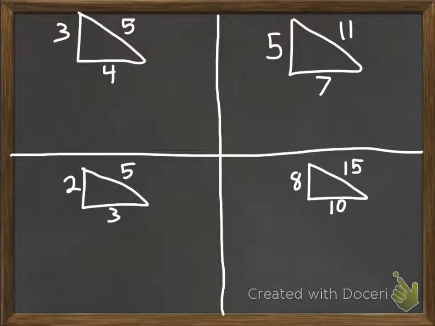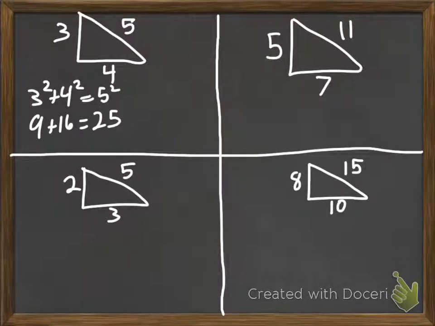Okay, I'm going to start in the top left corner with the 3, 4, 5. When we do this, we're just going to assume that it's equal to start off with and then see what happens at the end. So 3 squared is 9 plus 16 equals 25. Well, I know that 9 plus 16 is 25, so 25 equals 25. So this is right.